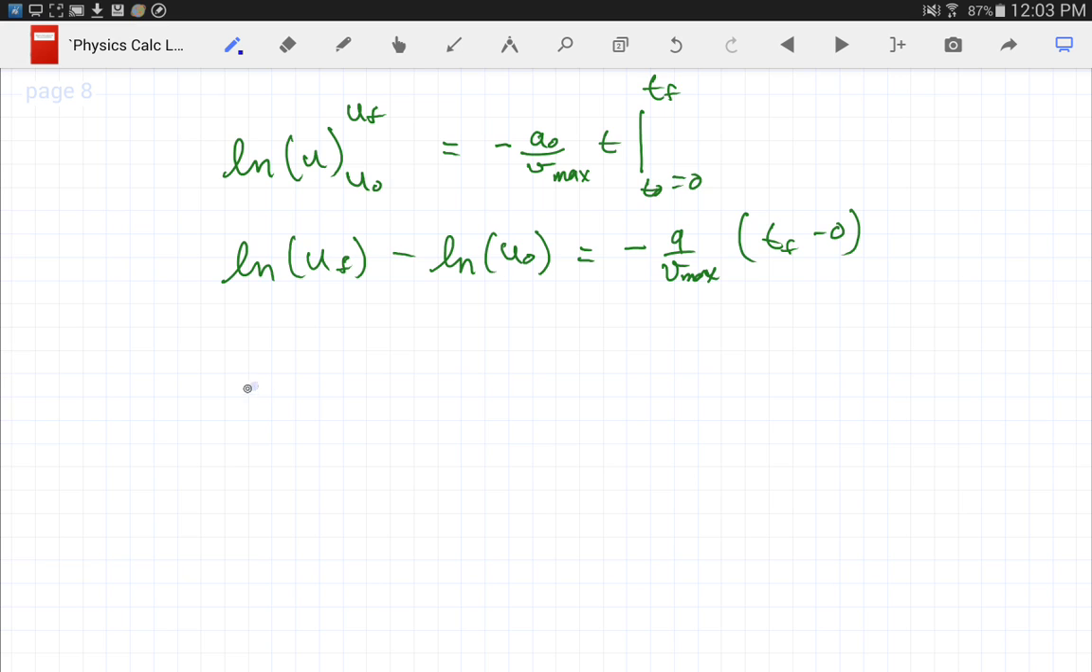But you can combine these into natural log of u final over u initial because we have the subtraction. And now, suddenly, both of those problems disappear. Now, it's all going to be copacetic. So, I better plug in what my u's were now. So, my u was v minus v max.